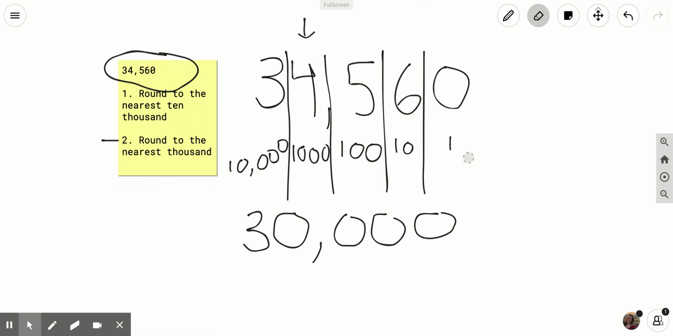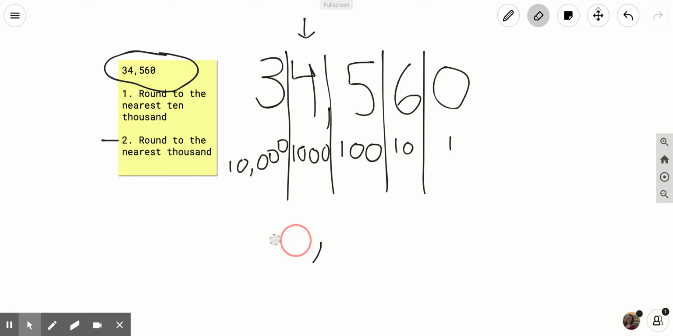So let's erase this answer. Okay, so we're looking at our 4. So we look to the right of our 4. What does our neighbor have? A 5. So since that 5 is 5 or larger, which would make us round up, our answer is going to round this 4 up, and 1 bigger than 4 is 5. So we'll change that to a 5, and then all zeros after that.